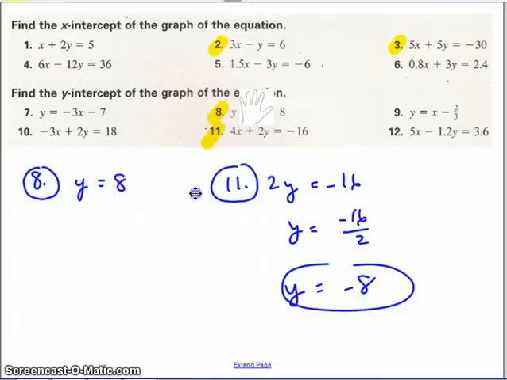For number 11, in that case, it is in standard form. I cover up the x, and I'm left with 2y equals negative 16. If 2y is negative 16, then y is negative 8. And so that's my answer to question 11.